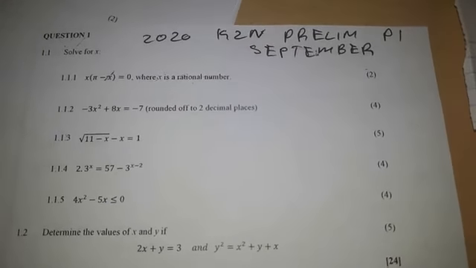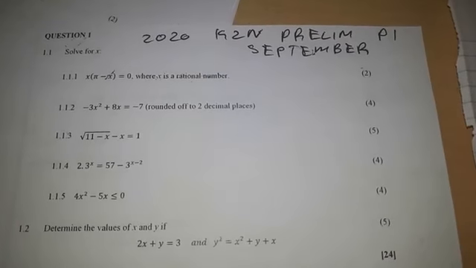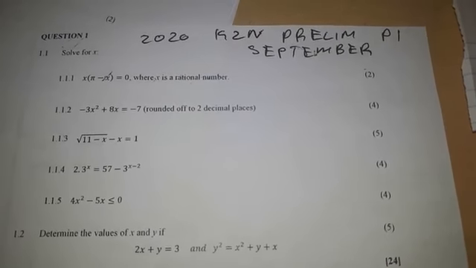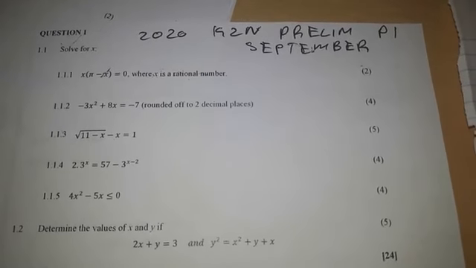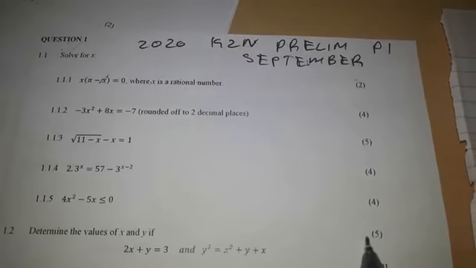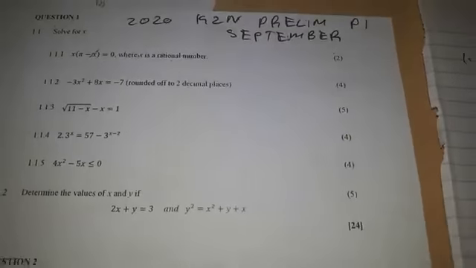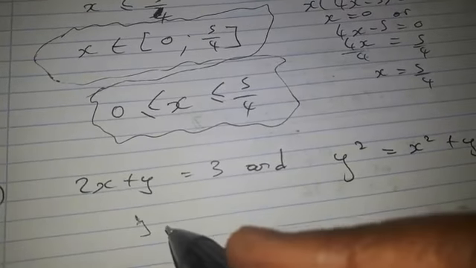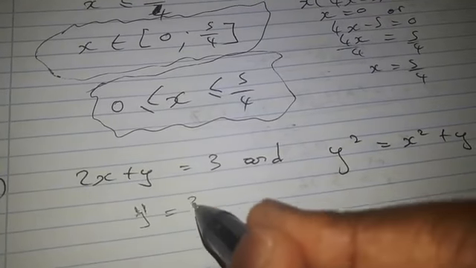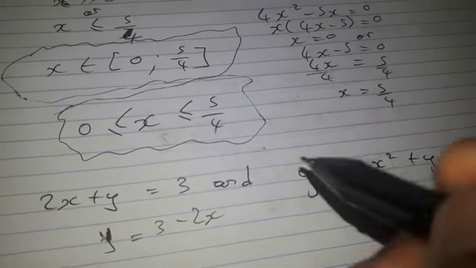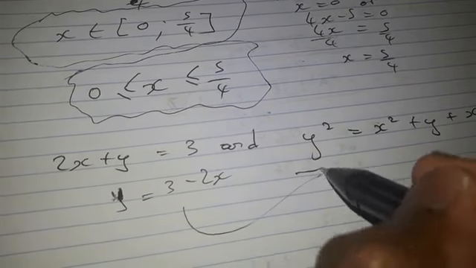So here with our next question, this is clearly asking us to solve these two simultaneously. And with solving simultaneous equations, the big issue is our signs. We just need to be careful because it's a 5-mark question. It's pretty straightforward. There's really not much to that question. So we can isolate y here. This is just going to be 3 minus 2x.